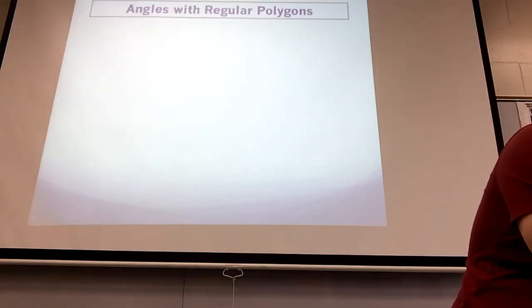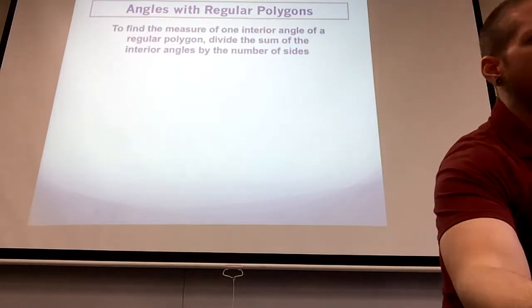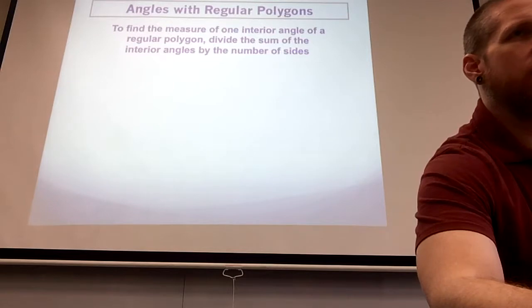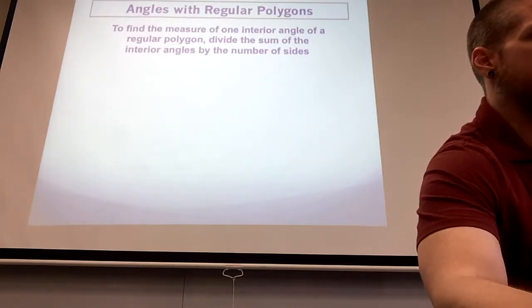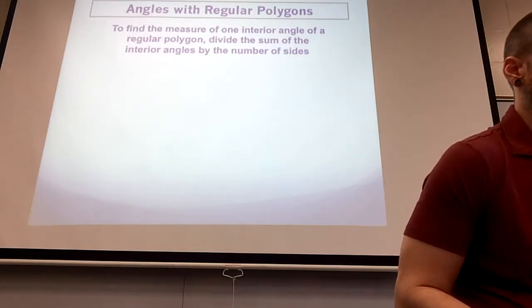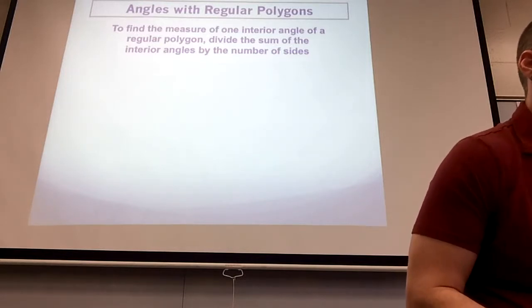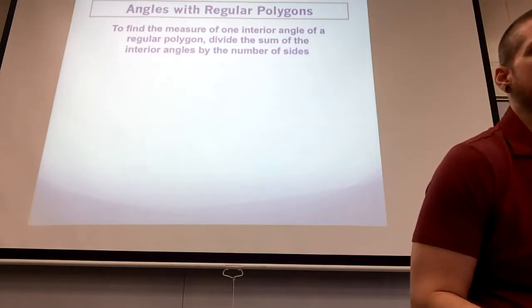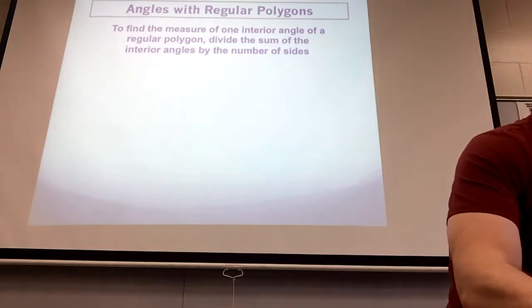All right, and then before you get classwork, the other thing will be with regular polygons. As long as you know the idea that regular means all the angles are the same, you shouldn't necessarily need a formula for this. Some people like to write it down. If I gave you a problem and said, tell me the measure of one interior angle of a regular heptagon, that means you have 7 angles that are identical to each other.